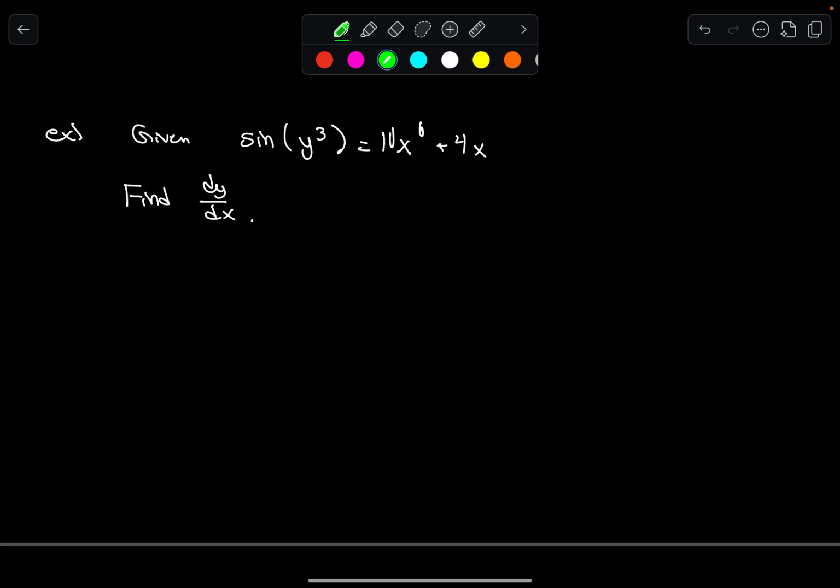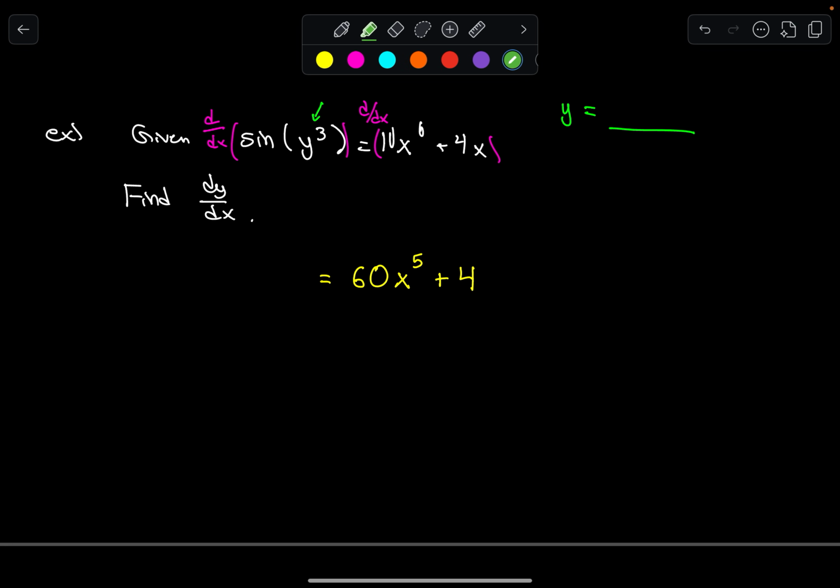Our input variable is x, our output variable is y. Again, there's not really an easy way to get y all by itself and write this equation as y is equal to stuff. So right off the bat, we're just going to take the derivative of both sides. We're going to apply the derivative operator to both sides of this equation. I'm going to start with the right-hand side: we bring down that 6 and get 60x to the 5th, and then plus 4. So the right-hand side is taken care of.